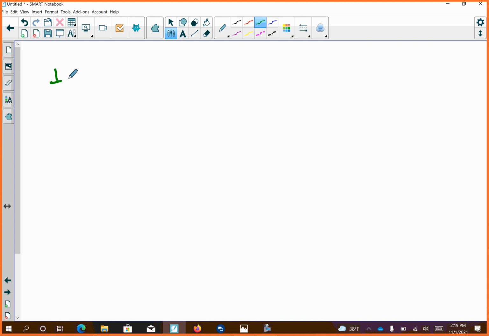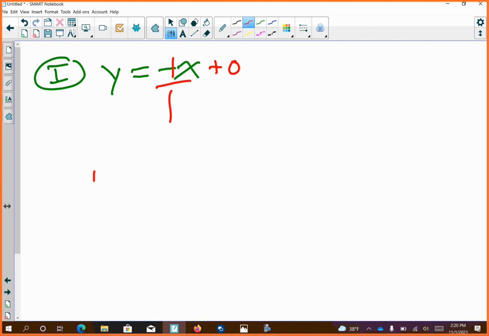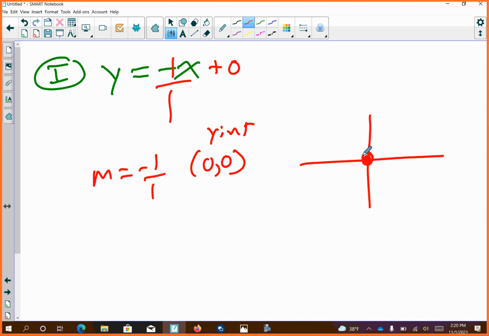Letter I is the second most missed problem. It looks very similar. Agreed? But it's negative. So what can I add to this problem? Zero. A 0, and I know there's a 1 here, so it's negative 1 over 1. So I have a slope of negative 1 over 1, a y-intercept at 0, 0. If I had graphed it, 0, 0 is here, down 1, right 1. There's my 2 points. They're there.